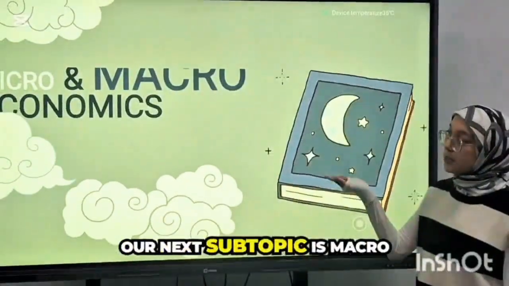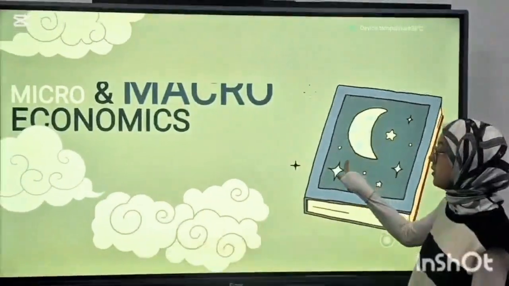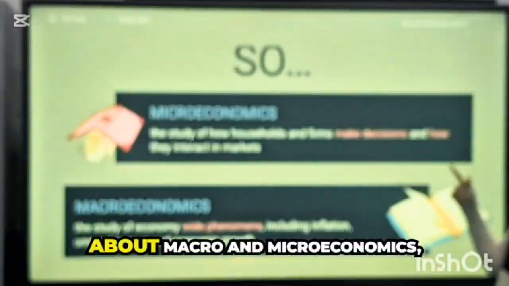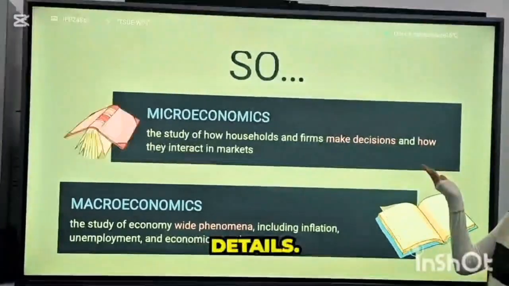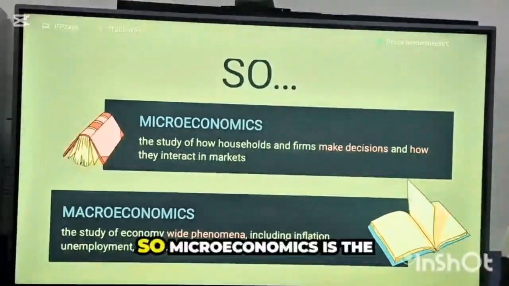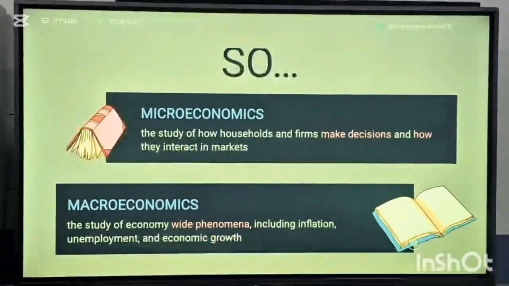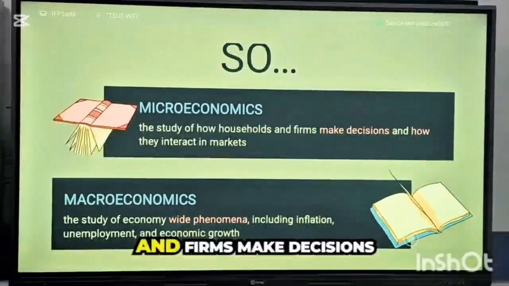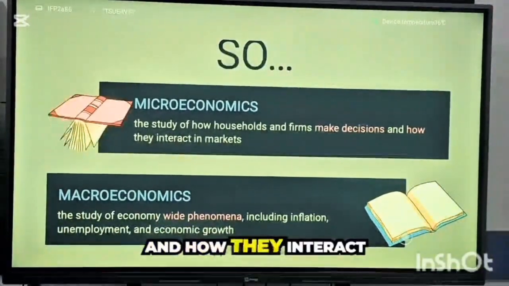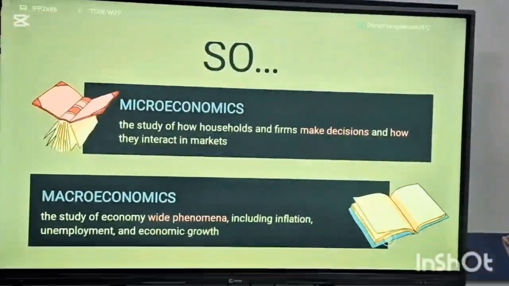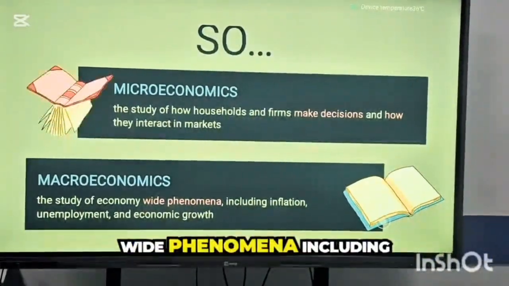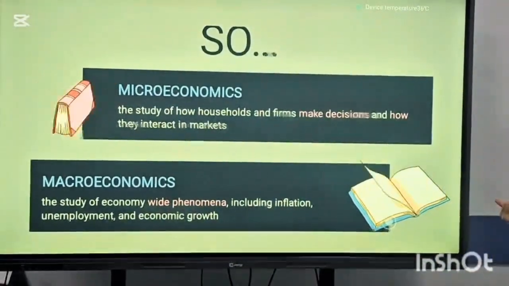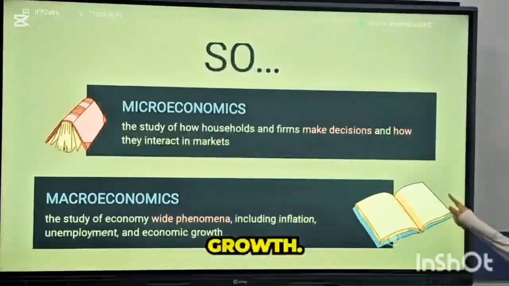Our next subtopic is macro and microeconomics. Probably everyone has heard about macro and microeconomics, but let's look at the details. What is it? Microeconomics is the study of how households and firms make decisions and how they interact in markets. And macroeconomics is the study of economy-wide phenomena, including inflation, unemployment, and economic growth.